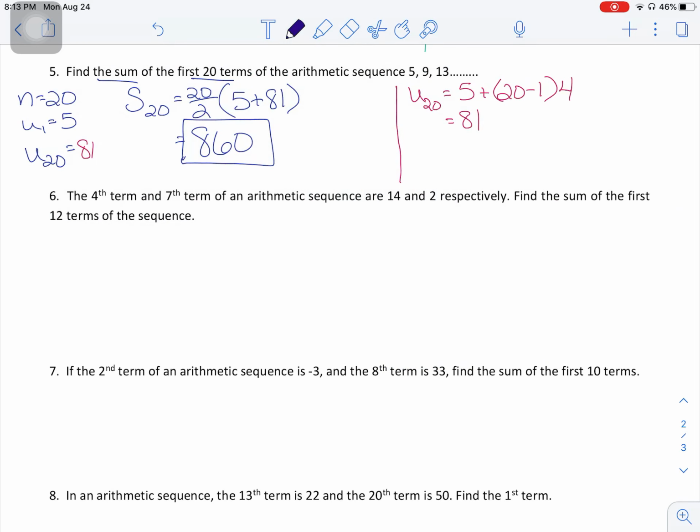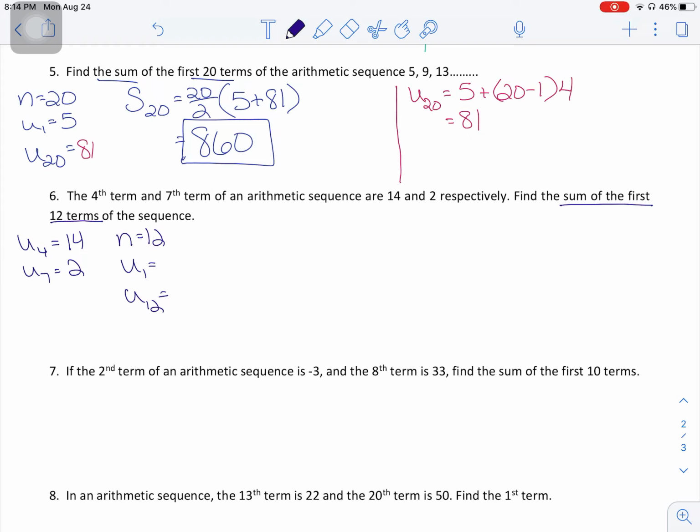So we know our 4th term. I know u sub 4 is equal to 14. I know my 7th term is 2. And it says I want to find the sum of the first 12 terms. In order to find that, I need n is equal to 12, I need u1, and I need u12. So clearly I'm missing some information here.